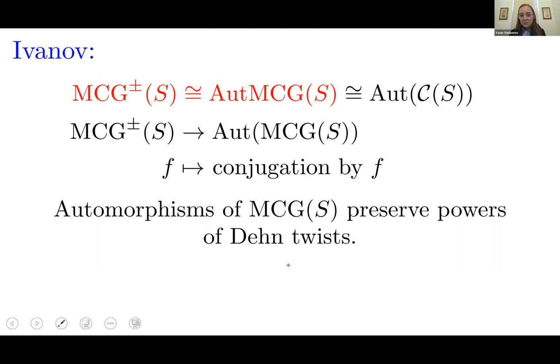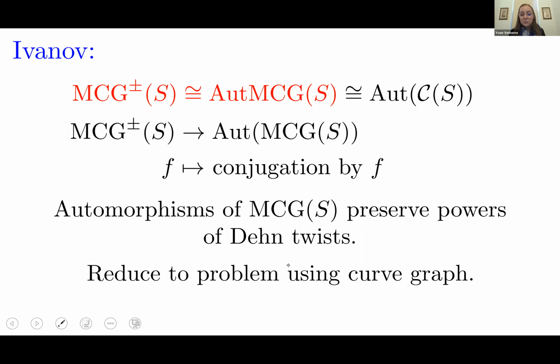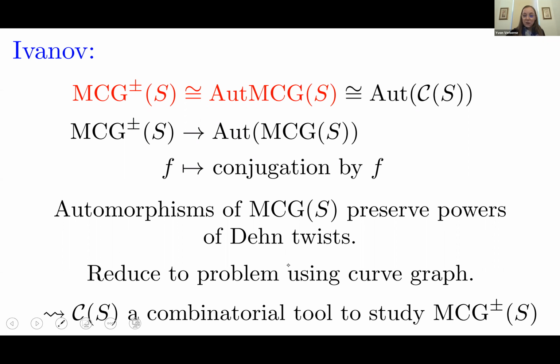So since automorphisms of the mapping class group preserve powers of Dehn twists, Ivanov was able to prove that this will end up letting us reduce this question down to a problem utilizing the curve graph. So even though this question is about whether the extended mapping class group is isomorphic to the automorphisms of the mapping class group, this really ends up reducing down to a question corresponding to the curve graph. So a nice takeaway here is that the curve graph ends up being a really nice combinatorial tool that we can use to study the extended mapping class group of the surface and also the mapping class group of the surface.